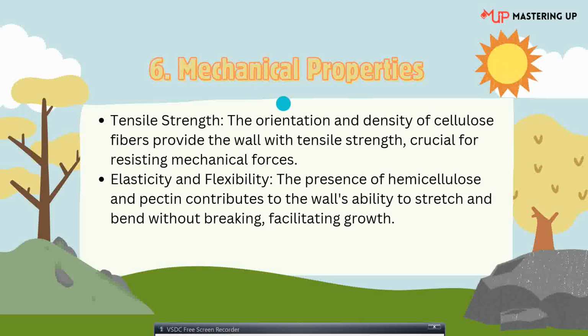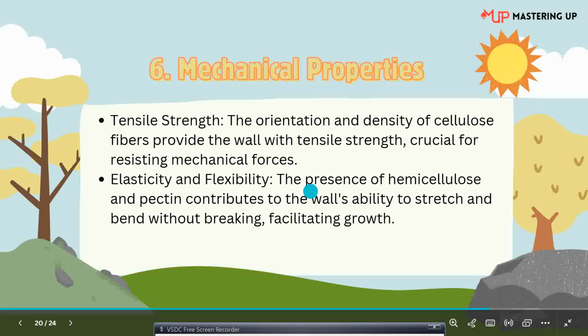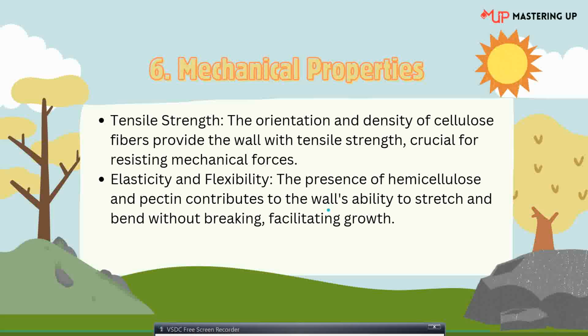Now the mechanical properties include the tensile strength. The orientation and density of cellulose fibers provide the wall with a tensile strength crucial for resisting mechanical forces. So when mechanical forces occur, the wall can resist them by simply changing or molding according to the force. The orientation and density of the cellulose fibers provide the wall with tensile strength crucial for resisting these mechanical forces.